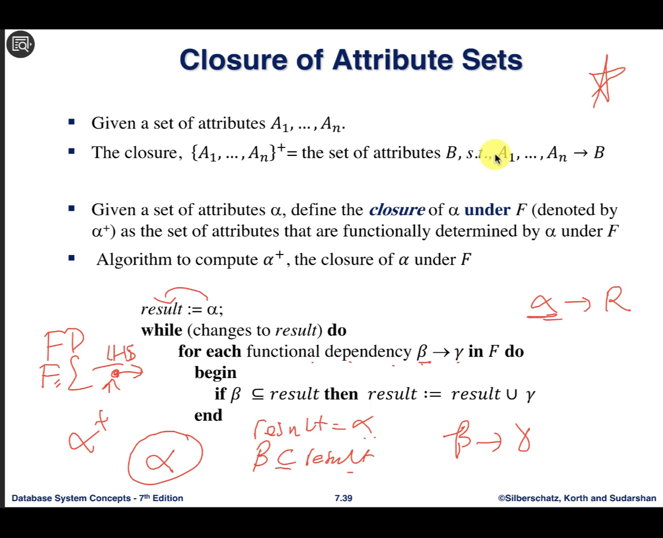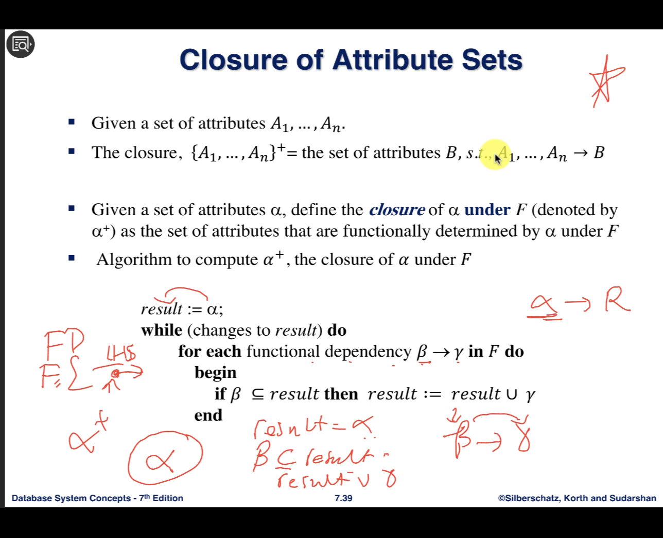That means this one I will take the beta, I can reach gamma here. Yeah? So what I'm going to do, I'm going to add gamma to the result. And keep doing this one. So that means you start with the left hand side, with this attribute, and try to reach whatever you have on the right hand side. And keep doing this until you end up with no change in the result. Then you have to stop.